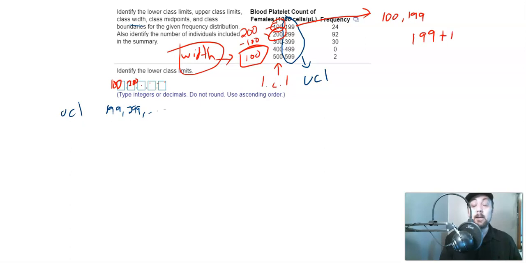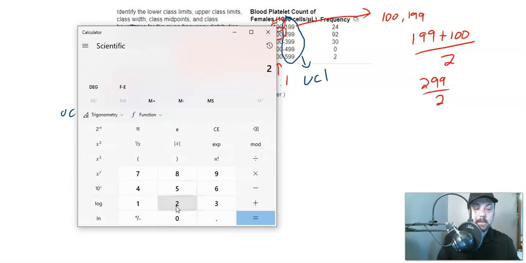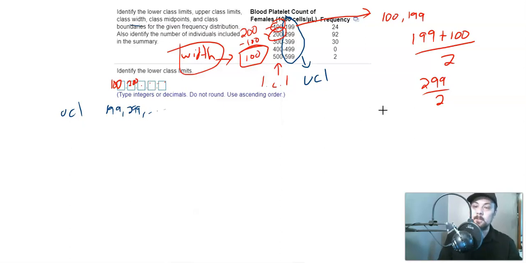The way you calculate it is you average those two numbers together: add them together, divide by 2. So we're going to get 299 divided by 2. We can use our calculator if necessary. 299 divided by 2 gives me 149.5. So my intuition on that was correct. I get 149.5 for the first midpoint.